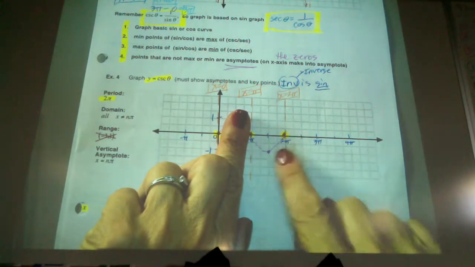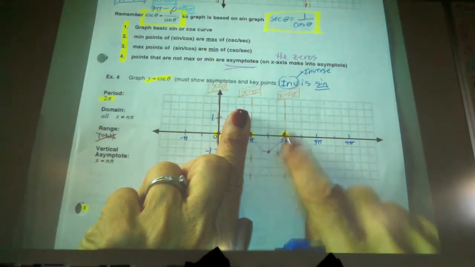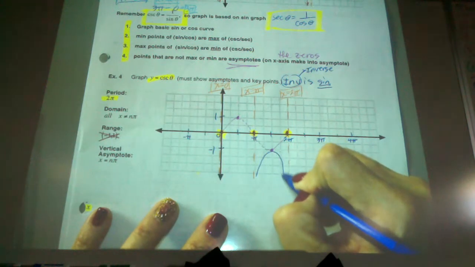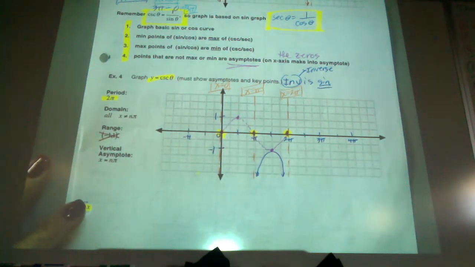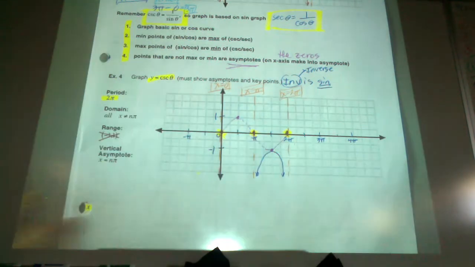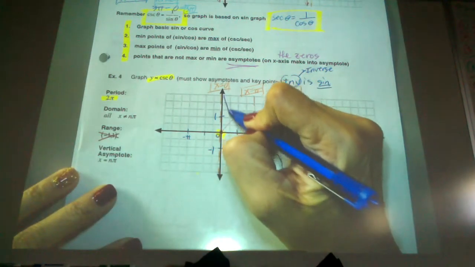Doesn't this look like a parabola? It's a parabola opening up. So make it go in the opposite direction. We're going to make a parabola opening down, hugging those asymptotes. So that's what it means to make a min into a max. Now that's the maximum of the parabola. And then same thing here. This maximum is going to be from the minimum. Just flip it.